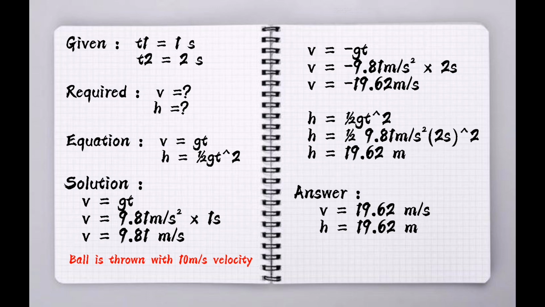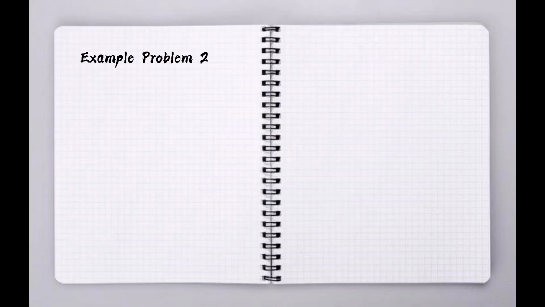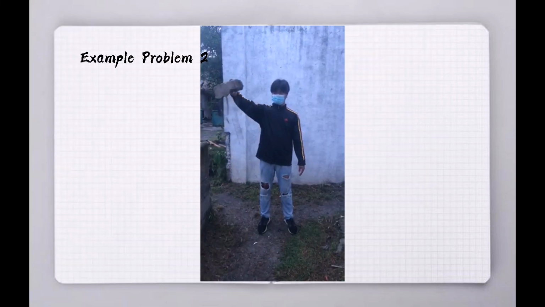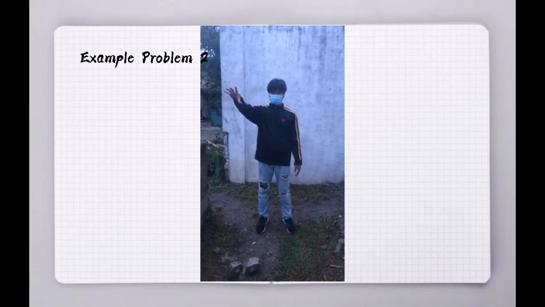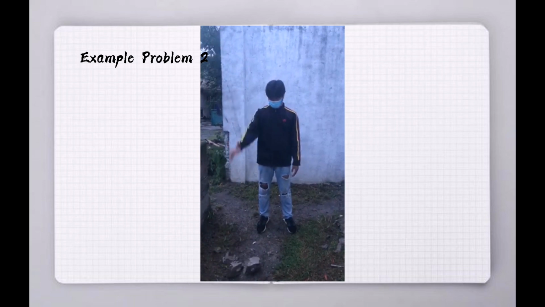Height is equal to 1/2 gt squared. h is equal to 1/2 times 9.81 meter per second squared multiplied by 2 seconds squared. Height is equal to 19.62 meter. Example problem 2. An object is dropped from 10 meter high. Find the time of motion and velocity when it hits the ground.